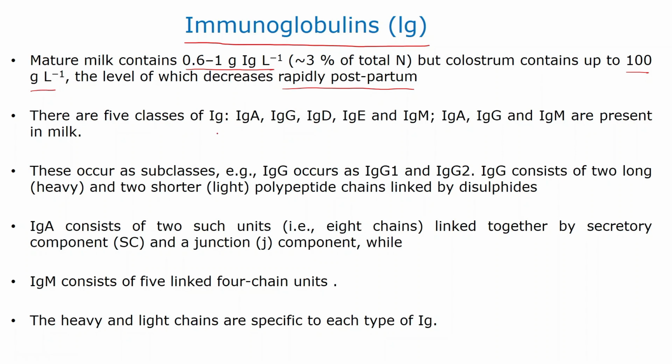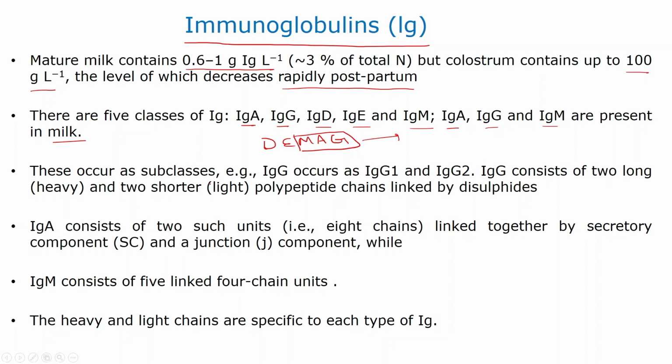Now there are 5 classes of immunoglobulins which are known, that is IgA, G, D, E, M, and among them only 3, that is IgA, G and M, are present in milk. So out of the 5 immunoglobulins, which are D, E, M, A, G, only M, A, G are present in milk. Okay, now these occur as subclasses also.